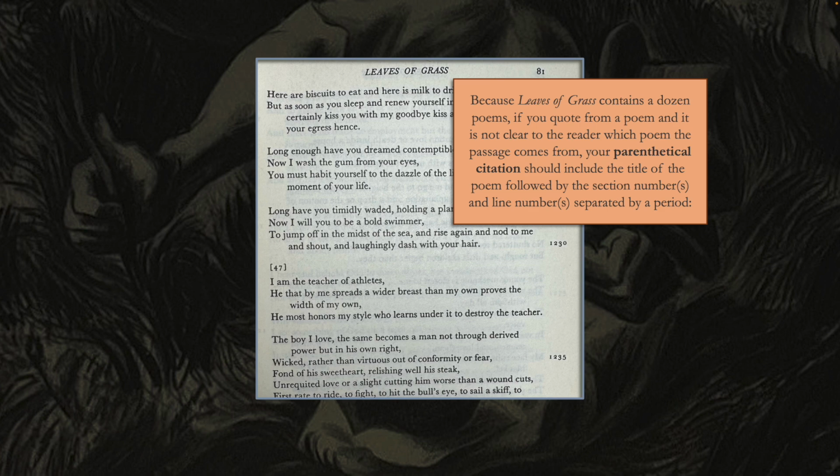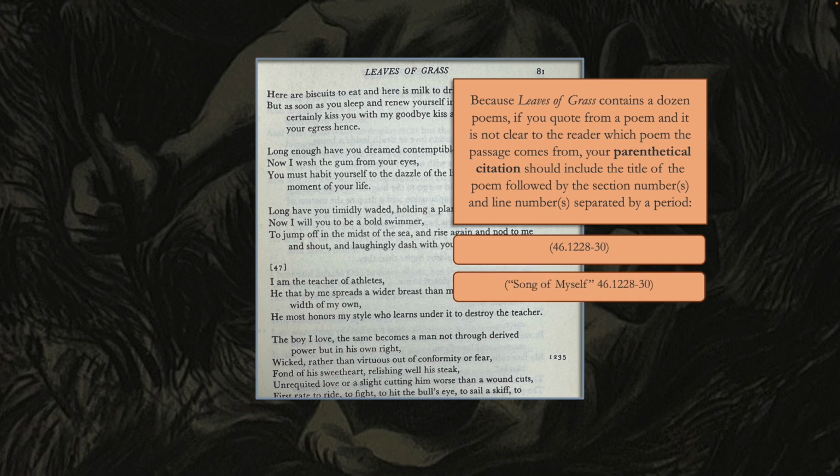These are 3 different examples. I'll give you different scenarios here. So in the first scenario here, the reader already knows that you're quoting from Song of Myself, so you don't need to include the title in the parenthetical citation. Just the section number, you'll see the period there, and then the line numbers. In another scenario, maybe you're quoting multiple poems by Walt Whitman, and you want to make sure your reader knows which poem you're quoting. So in this example, we do include the title of the poem enclosed in quotation marks, Song of Myself, followed by the section and line numbers just as above.